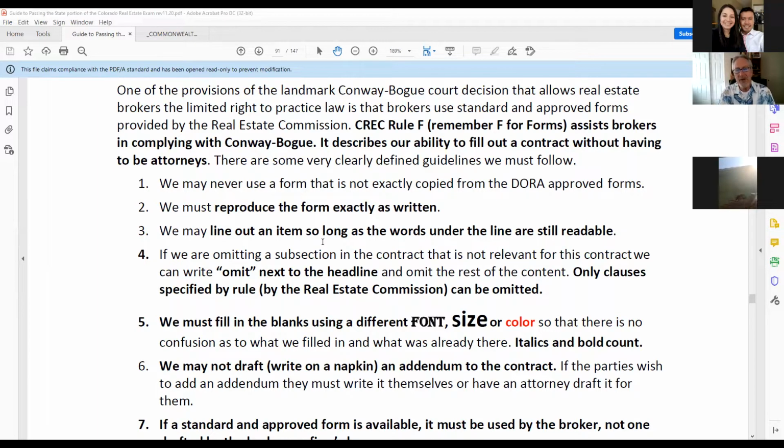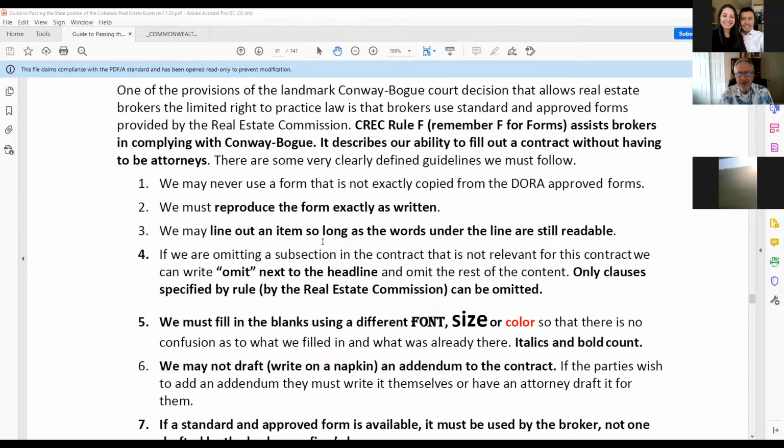You can also omit an entire section. For instance, in the purchase agreement, if you recall, there's a whole section about if you were to assume a loan. Well, you could omit that section because it doesn't apply to the transaction that you're doing, as long as you still keep the heading of that section there and just state next to it that it was omitted. Now, all of the electronic software out there does this for you, so don't worry about the mechanics of it. Just understand that you're allowed to do it, and it could come in the form of a test question on your state exam. So you can omit next to the headline. You have to fill in the blanks using a different font size or color.